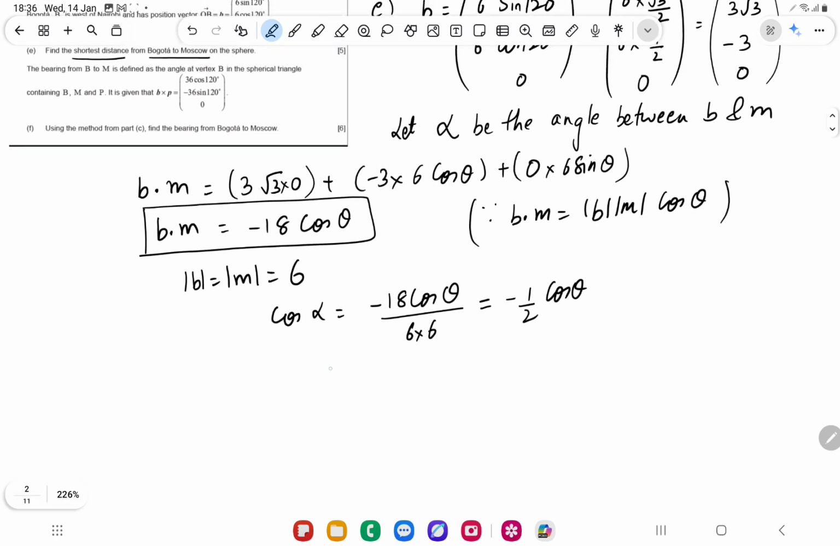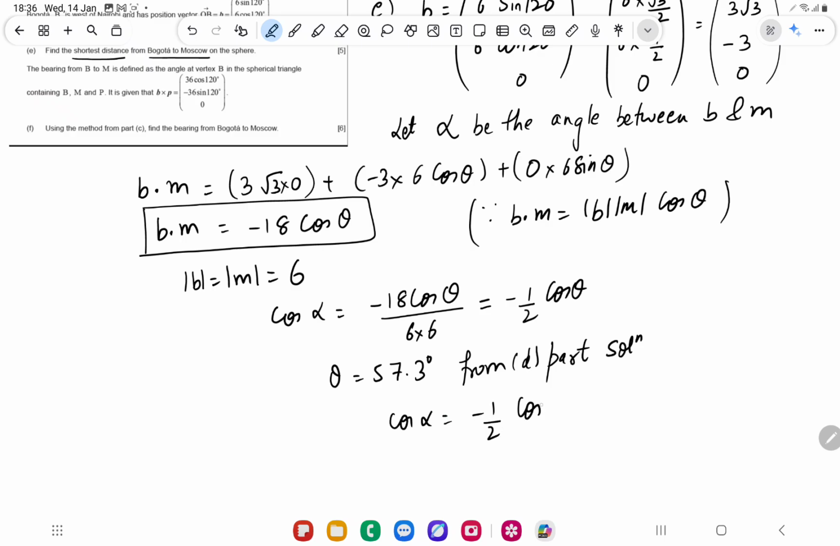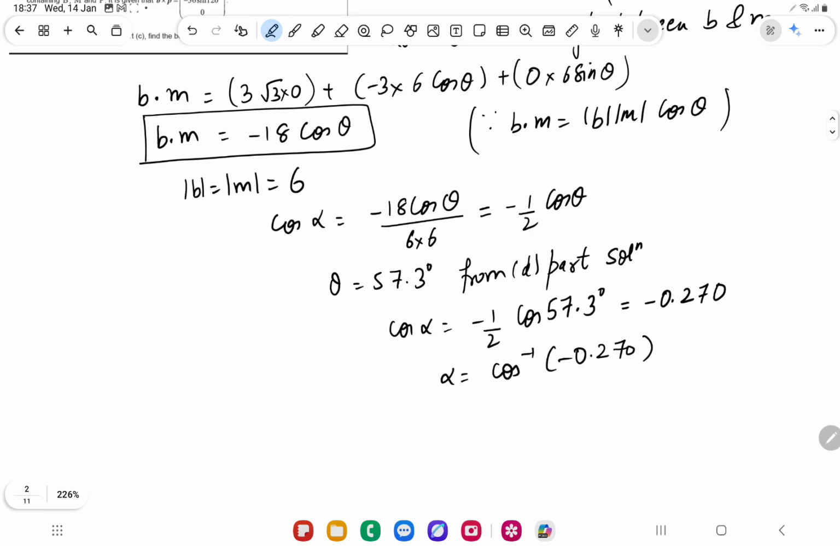Now to get this, we have to use our theta as 57.3 degrees from D part solution. Now my cos alpha will be minus half cos 57.3 degrees. If you use your GDC, you will get negative 0.270. So alpha will be cos inverse of minus 0.270, which is nearly equal to 105.7 degrees.